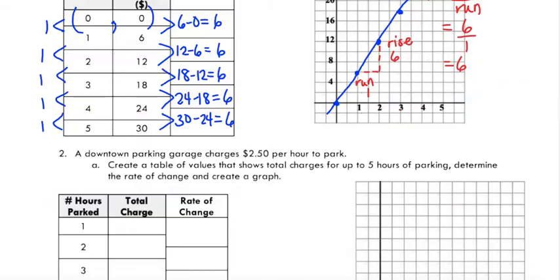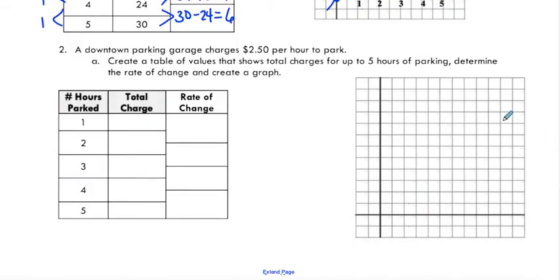And let's do one final example. A downtown parking garage charges $2.50 per hour to park. We want to create a table of values that shows the total charges for up to 5 hours of parking. We want to determine the rate of change, and we want to create a graph. So my number of hours, I can see here that I'm going up by 1s.